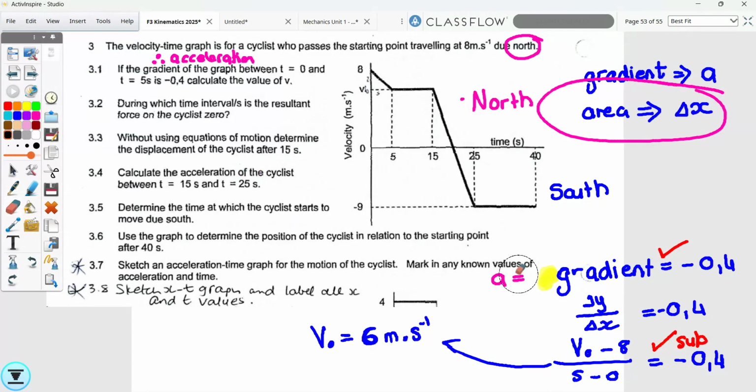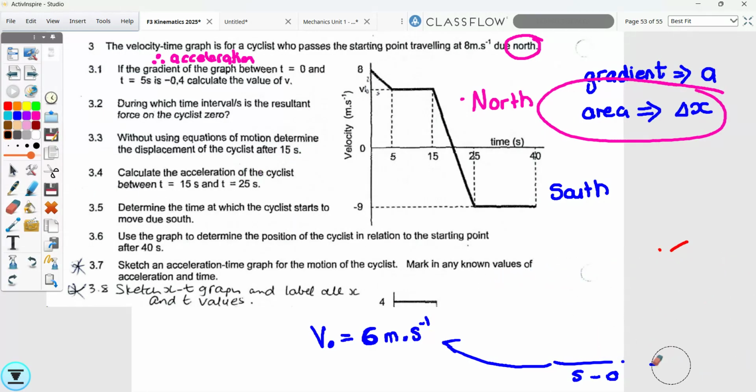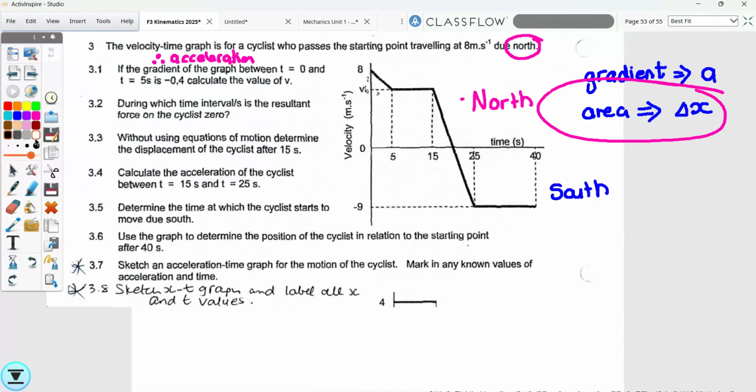Because we did that in the beginning already, if you are working out things along the way that are not in your diagram, put the values in so that when you get to a later question, you don't forget that you've already worked it out. Now we can say we want to get the displacement. So for question 3.3, we can say displacement equals area.